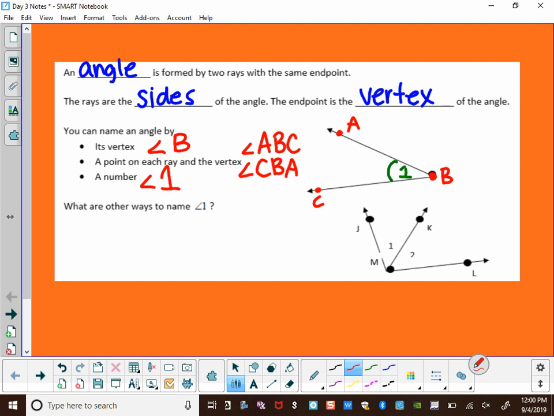Alright, so it says, what are the other ways to name angle 1? Take a look at this. Here's my angle 1. That guy right there. The other ways to name this, I can name it angle J and K, because I start here at J, I go down to M, I go up to K. What's another way that I can name this angle? K and J. Good. K and J.